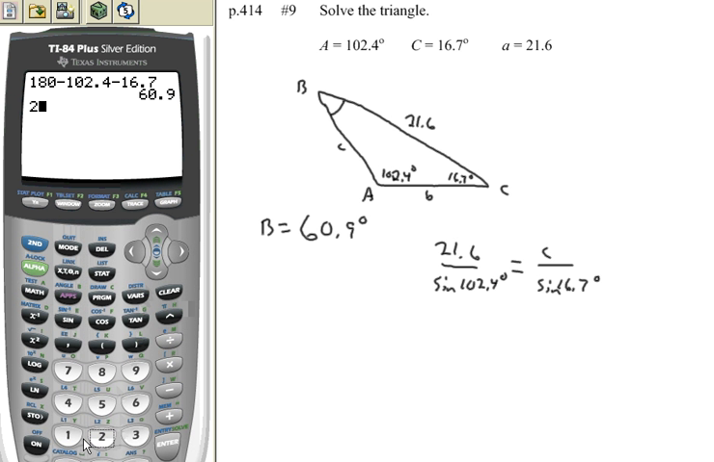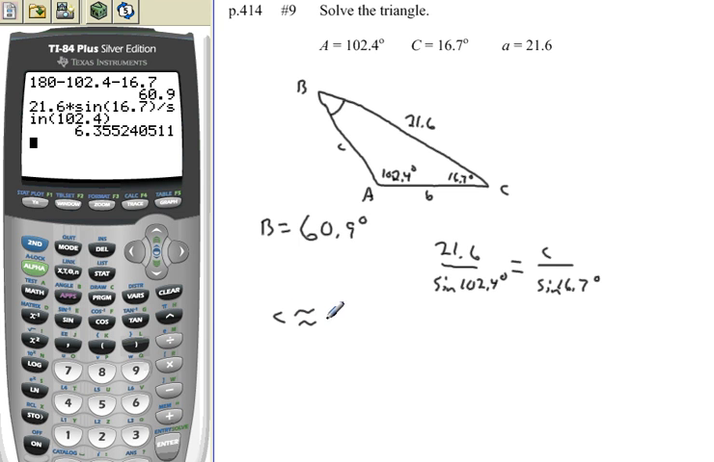So let's do that. So I'll go 21.6 times the sine of 16.7 degrees. Then I'll divide right away by the sine of 102.4 degrees. And when I hit enter, I get that C is approximately equal to, let's go two decimal places here, 6.36. Now I can set up a similar proportion to solve for side B.